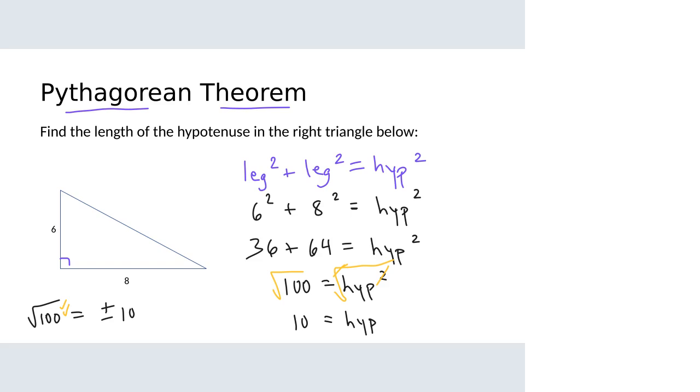Here, we're talking about the length of a side of a triangle. And since length, a distance, is always going to be positive, in this case, we can disregard the negative root and just use the positive root and say the hypotenuse is 10. So we're going to be focused on positive roots because we're talking about distances. Are there any questions on this before I have you try one?